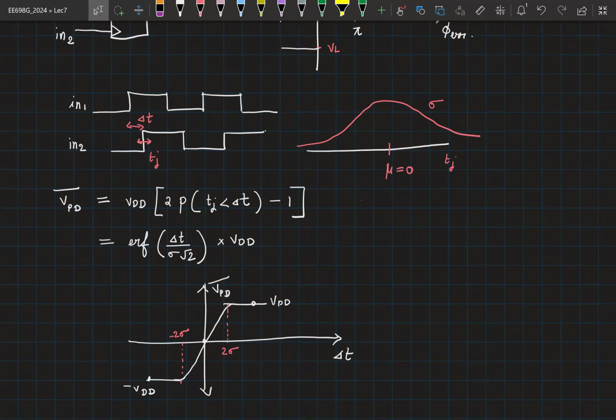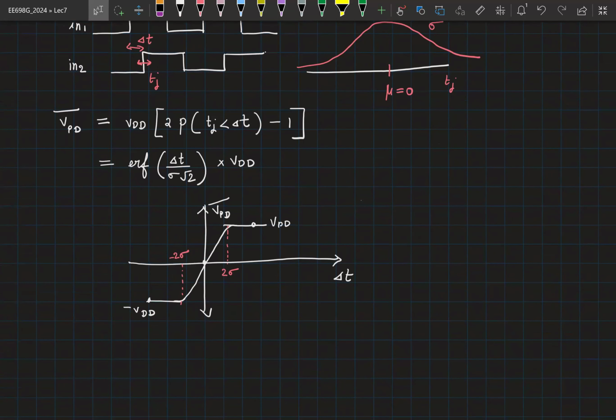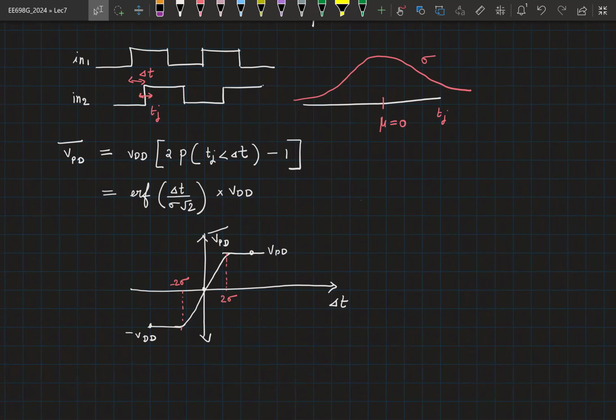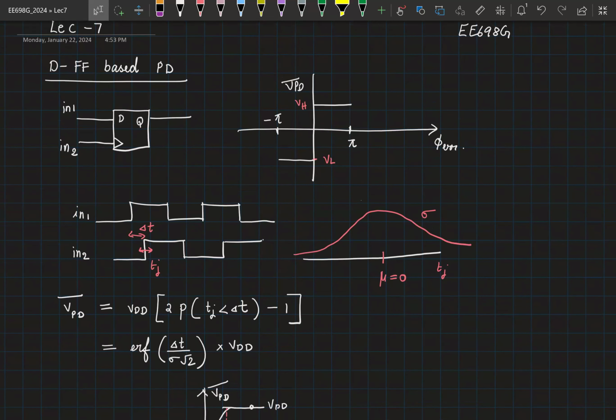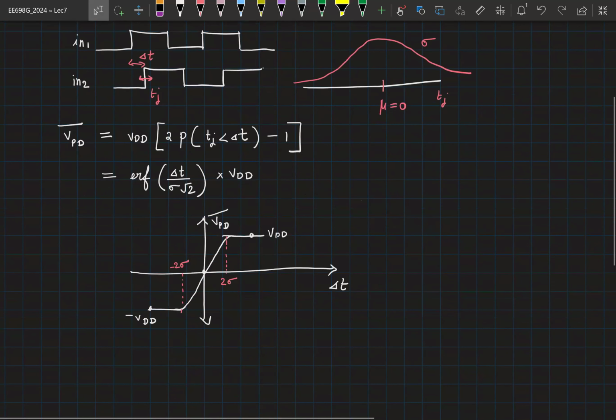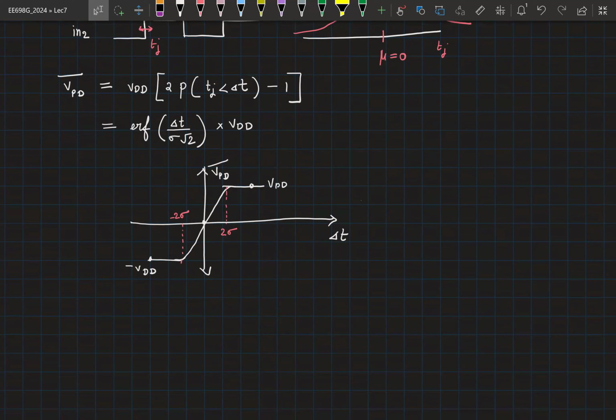So if you plot the error function, it will have sort of linear behavior around zero. So this is a very nice example of how you can determine the characteristic of a unit. In this case, we were dealing with a phase detector, even when you're dealing with very non-ideal behavior, like it was switching from minus VDD to plus VDD. So with non-ideal behavior in the presence of a jitter, which had a probability distribution that was Gaussian in nature, you can still calculate a VPD average versus delta t, and it turns out to be linear around the locking point of zero.